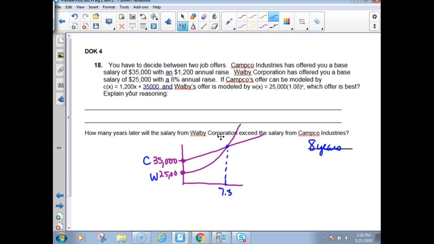I'm not going to write down something verbatim for you to put there, okay? You understand that at some point, Wallaby's better, and that's if you plan to stay there long term. If you think you're going to switch jobs often, start off with Campco.